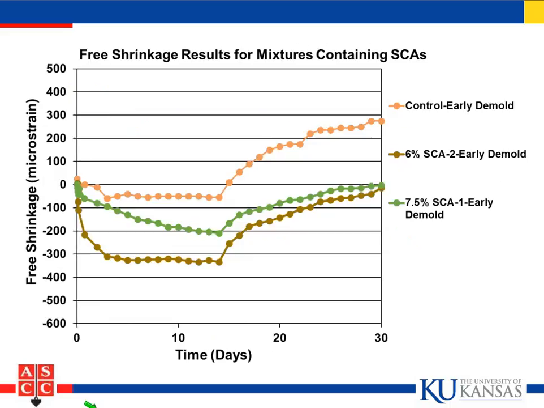So now we've expanded the time scale. This is the expansion that we saw. Cure these for 14 days, and now we're letting them dry. Notice with this particular one, what we call SCA2, the amount of shrinkage is about the same as we have with the control, except we're down here and we still end up at 30 days with essentially no net change in length. The SCA1, because it also includes a shrinkage reducing admixture, its rate of shrinkage after we allow drying occurs more slowly.